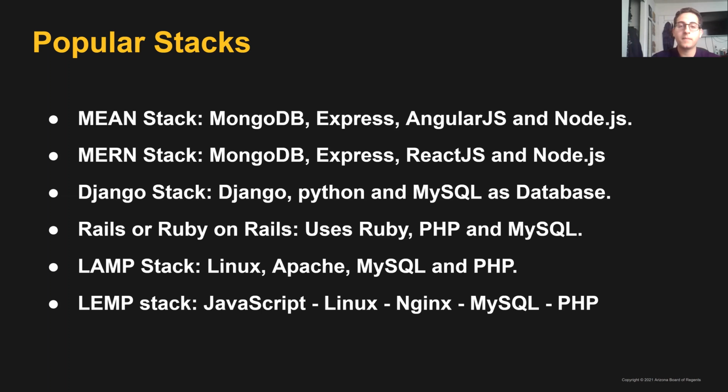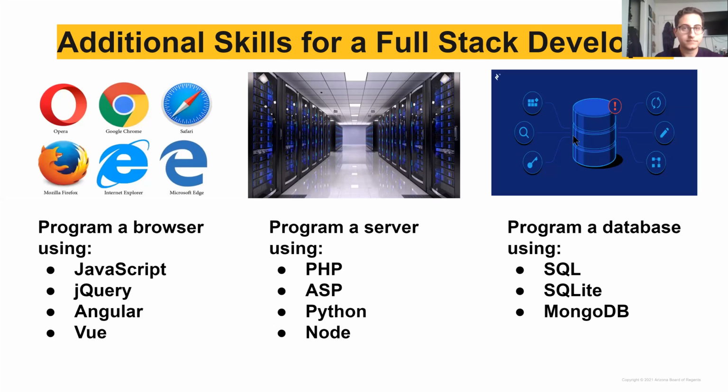And for some popular stacks that you may see in industry, we have the MEAN stack, the MERN stack, the Django stack, Rails or Ruby on Rails, LAMP stack, or LEMP stack. For the MEAN, MERN, LAMP, and LEMP stacks, they get their names from the languages used within them. So for MEAN, for example, we have M for MongoDB, E for Express, A for AngularJS, and N for Node.js.